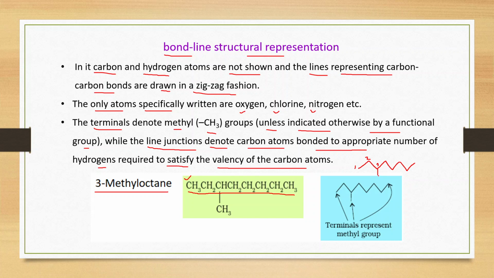This terminal, this one, and this one, these terminals represent the methyl group, that is CH3. And this junction represents the carbon, and these lines represent the bond between carbon-carbon. Is it clear? This is about bond line structural representation.